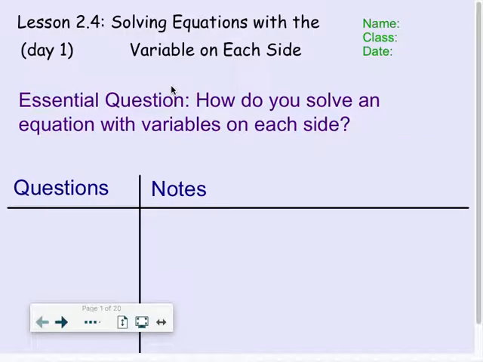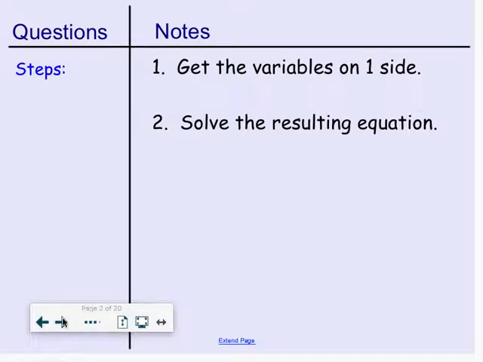Lesson 2-4, Day 1. Solving equations with the variable on each side. Our essential question is, how do you solve an equation with variables on each side? We have no new vocabulary today. We have two steps that we're going to focus on.